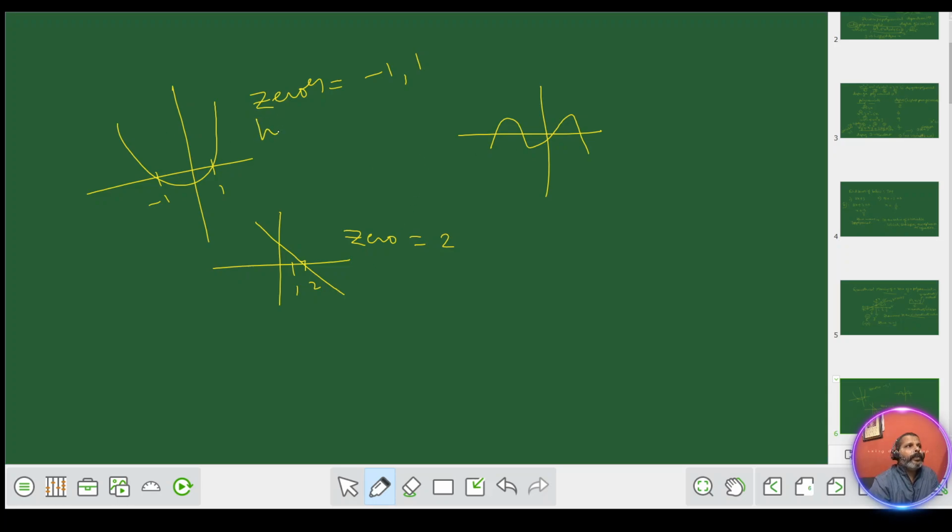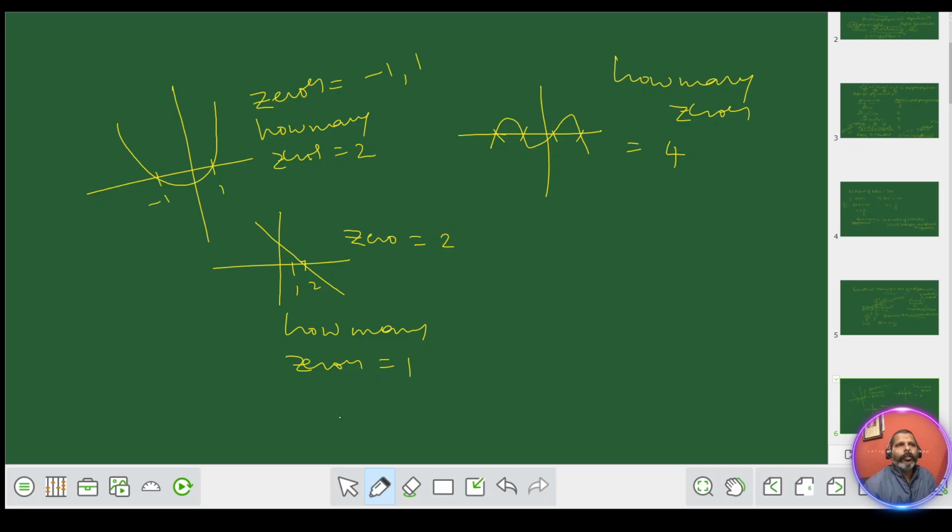So here, how many zeros? Two zeros, because the graph intersected the x-axis at 2 points. Here, how many zeros? Only one, because the graph intersected at 1 point on the x-axis. Here, how many zeros in this one? The graph intersected at 1 point here, 2 points here, 3 points here, 4 points here. So the total number of zeros is 4.